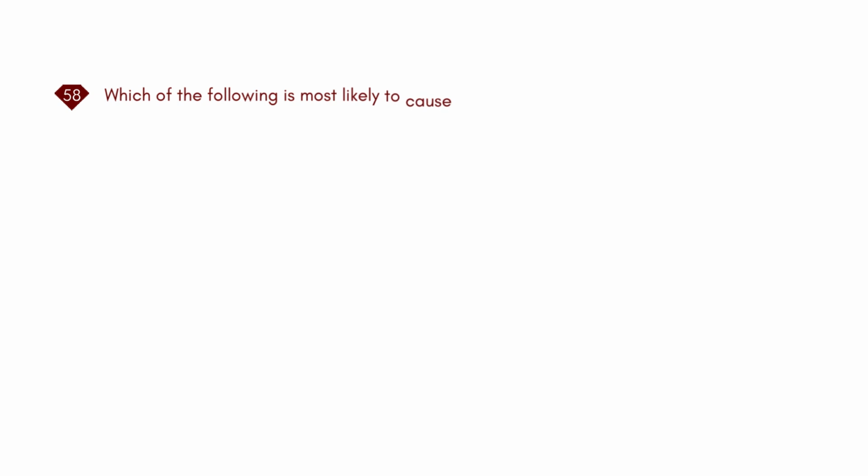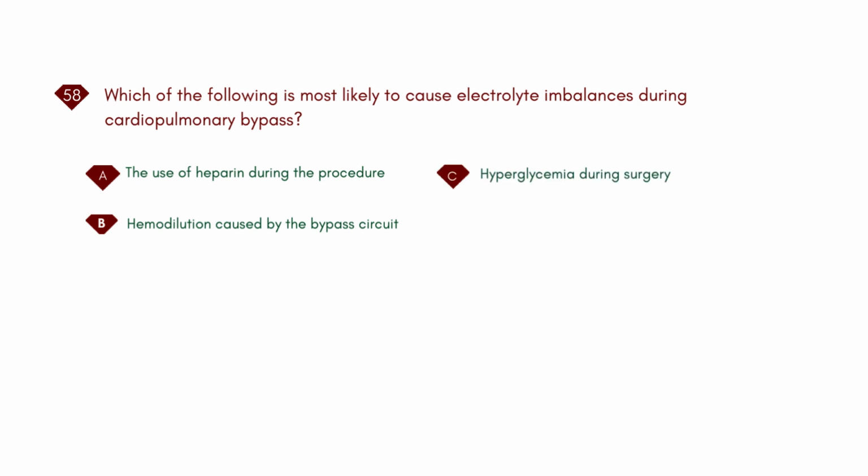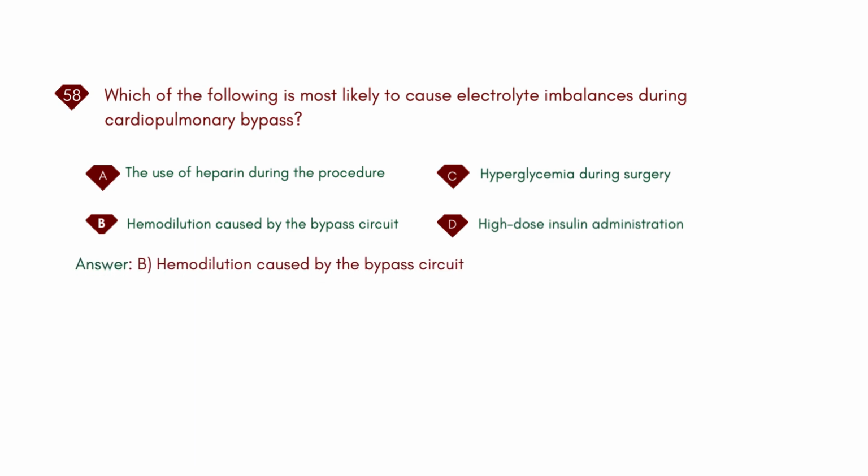Which of the following is most likely to cause electrolyte imbalances during cardiopulmonary bypass? A. The use of heparin during the procedure. B. Hemodilution caused by the bypass circuit. C. Hyperglycemia during surgery. D. High-dose insulin administration. Answer: B. Hemodilution caused by the bypass circuit.